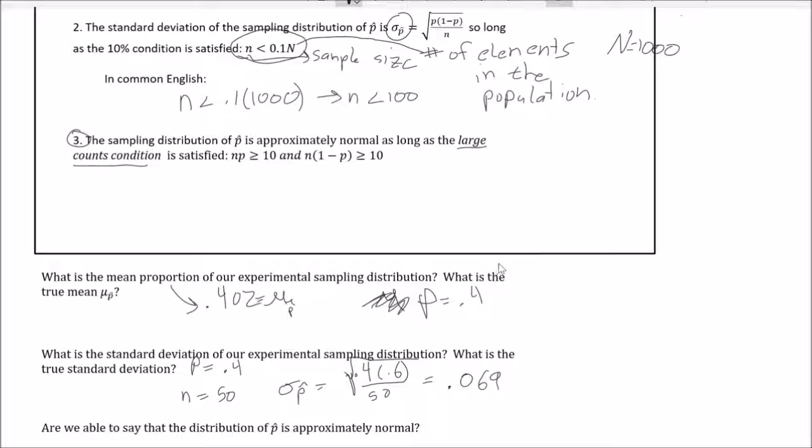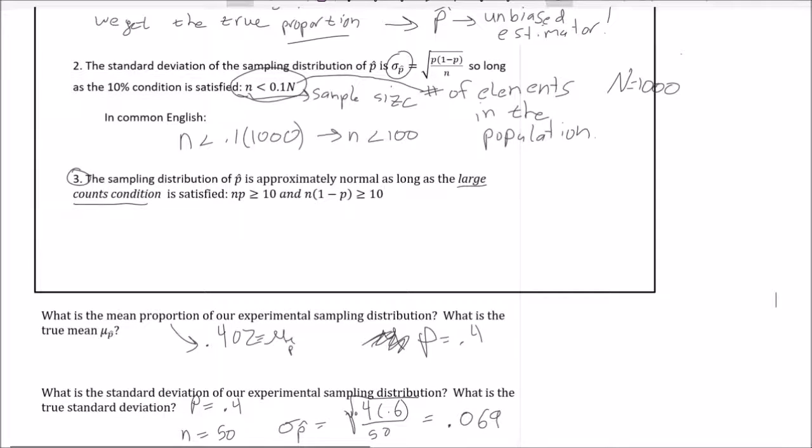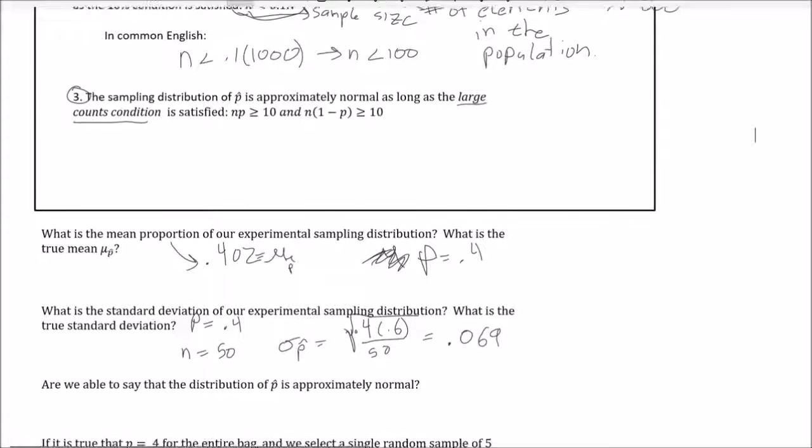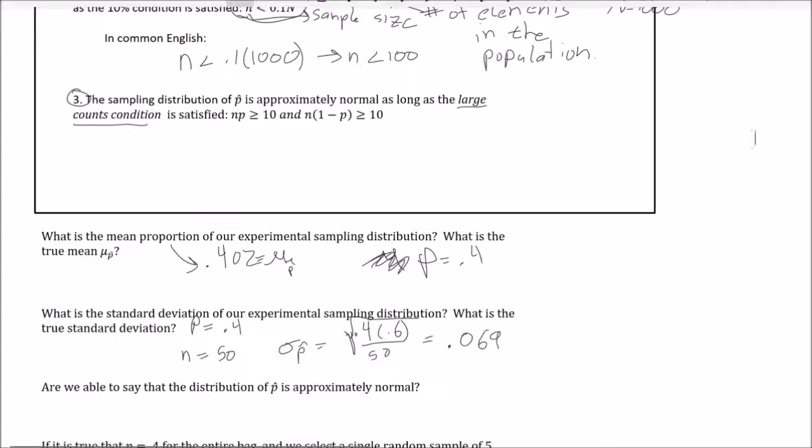What about this last one? Are we able to say that the sampling distribution of the proportion is approximately normal? Let's see. We'll run it through this condition number 3. We're able to say that it is, as long as the large counts condition is satisfied, namely, n times p is greater than or equal to 10.